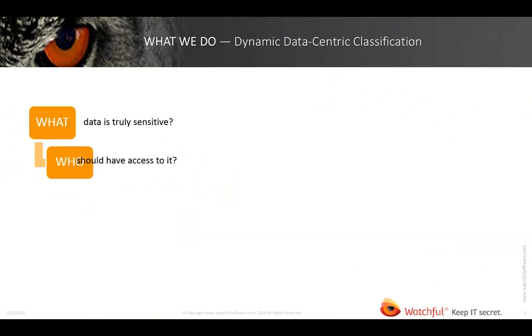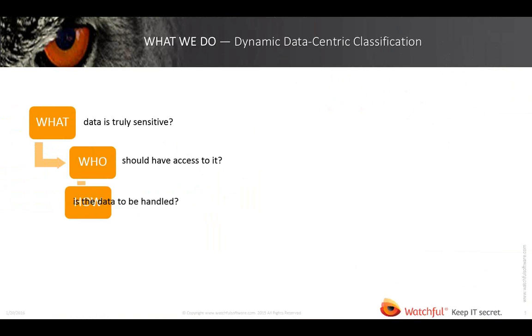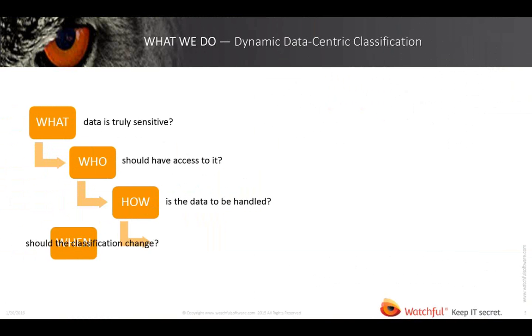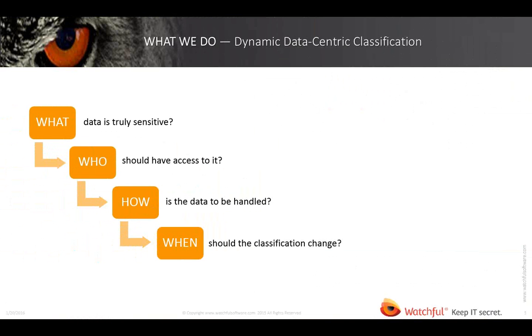RightsWatch basically does dynamic data center classification. And what do we mean by that? Discovering what data is truly sensitive within your organization is obviously the first step. The next is who should have access to it, inside and outside your organization. How is the data to be handled? And finally, when should the classification of the data change, if it should change over time?